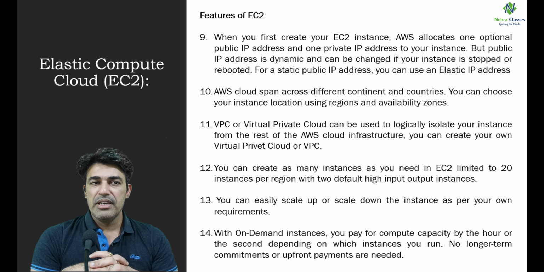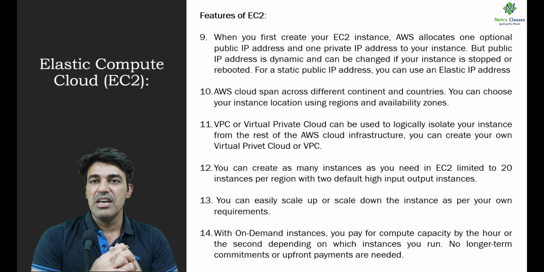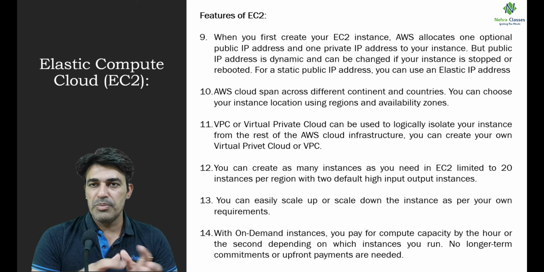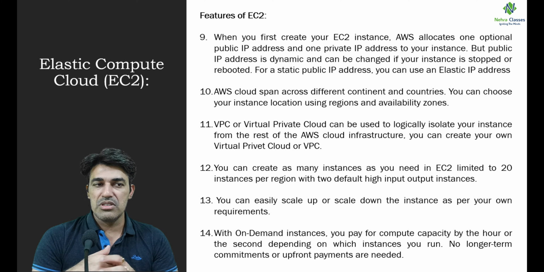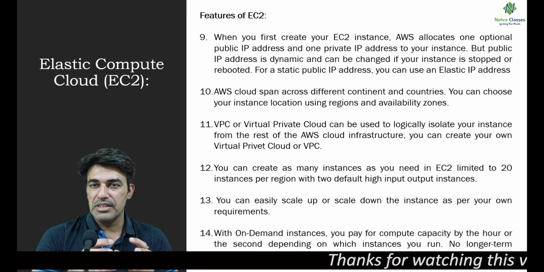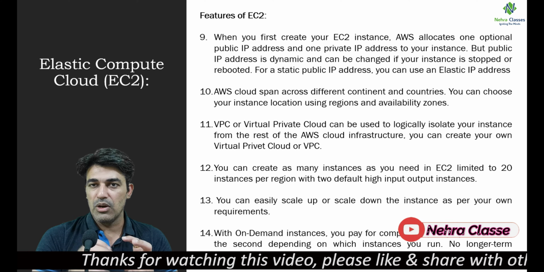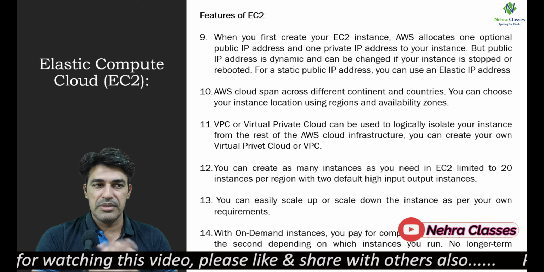AWS Cloud spans across different continents and countries. You can choose your instance location using regions and availability zones. VPC, or Virtual Private Cloud, can be used to logically isolate your instance from the rest of the AWS cloud infrastructure. You can create your own VPC in EC2, as per the requirement if needed.